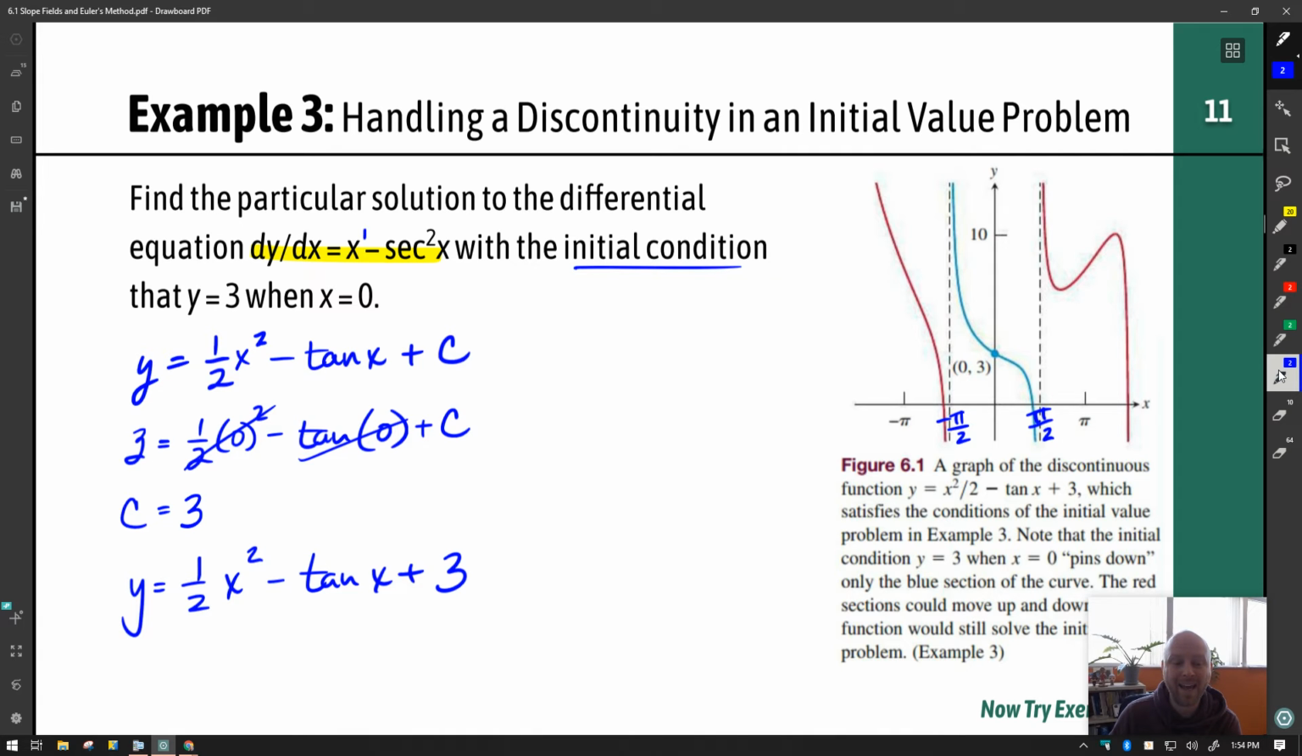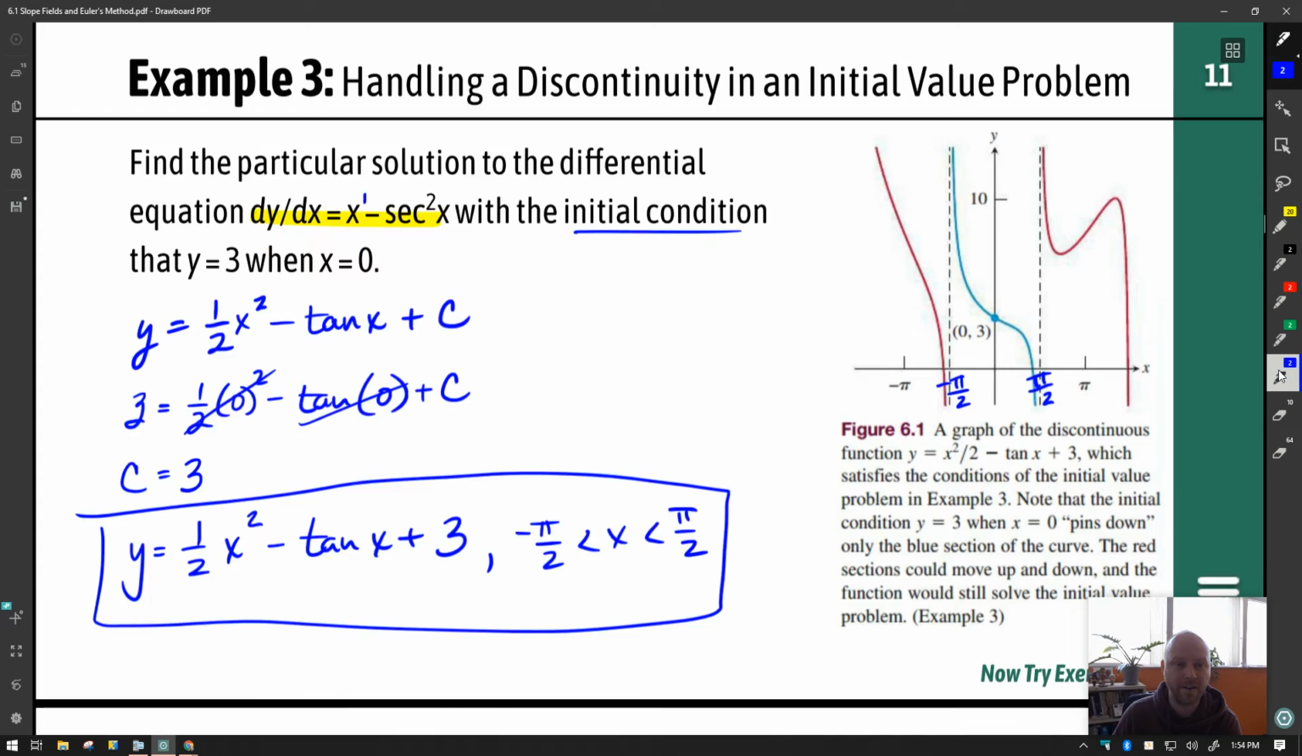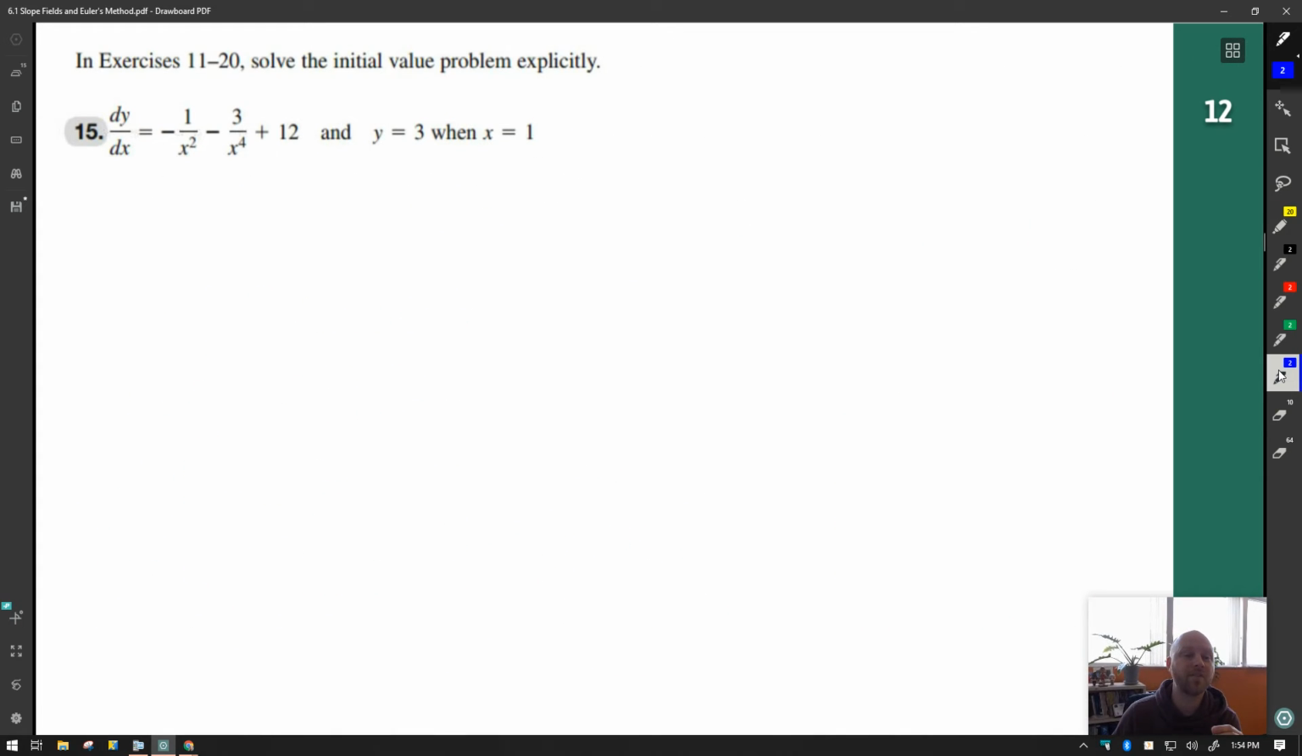So we need to say that this is our particular solution, but right now it only applies to a domain of negative pi over 2 is less than x is less than pi over 2. So that's a stipulation that goes along with your particular solution if indeed this function is not continuous over its entire domain. So here's another like that from your textbook.